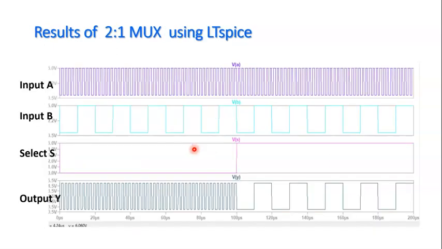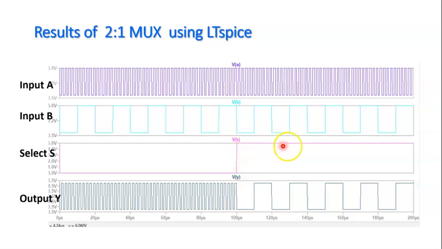I'll also show the results directly, and then I'll move to LTspice. You can see here, this is my input A, this is my input B. This is the 2 microsecond period, this is the 20 microsecond period. And this is my select line. In the beginning, my select line is 0. So when my select line is 0, which one should I get at the output Y? I should get input A. And you can see this frequency. That means the same input A is made available at the output, as long as S is equal to 0.